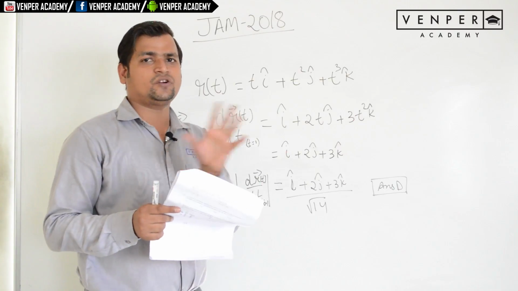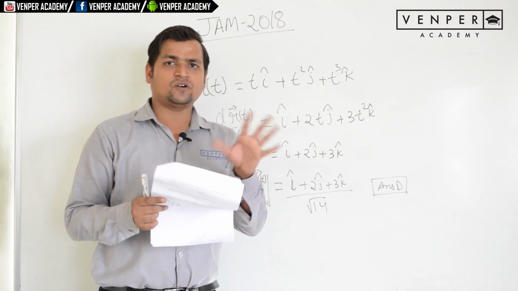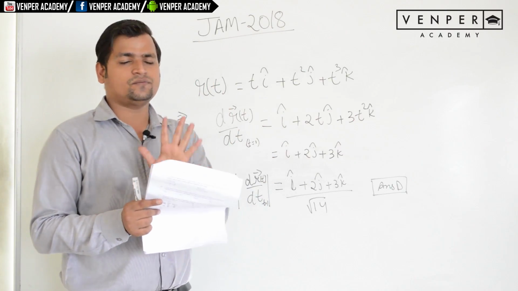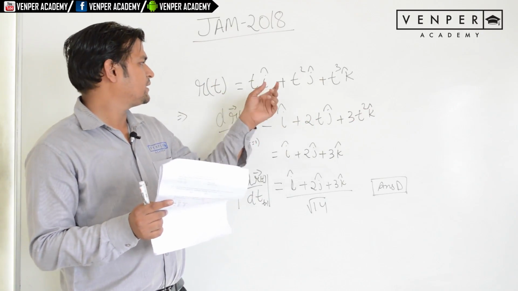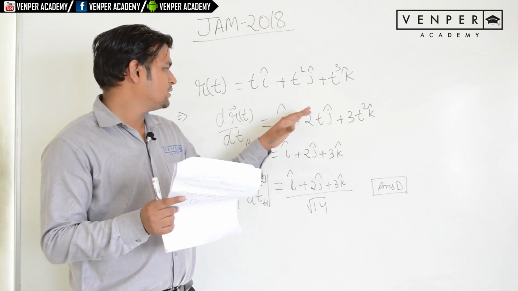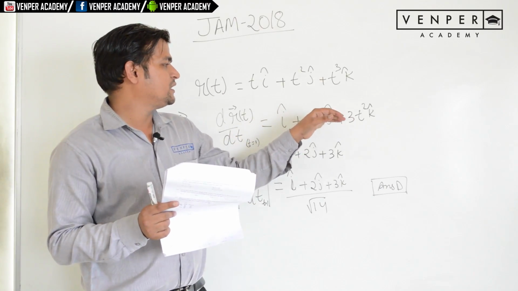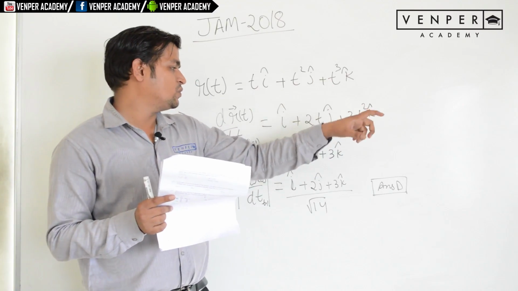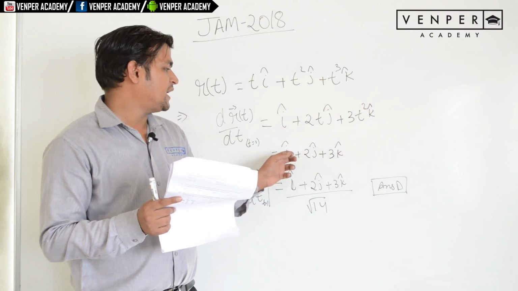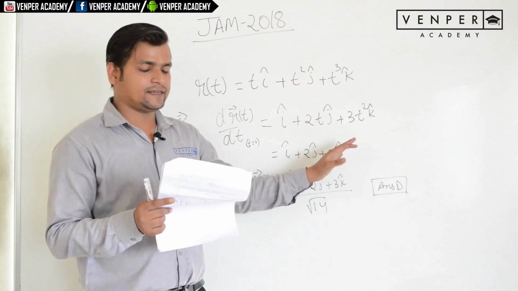So simply for the slope of a tangent, or to find the vector along the tangent, what do you have to do? First differentiate the given function, you will get i cap plus 2t j cap plus 3t square k cap. Then the vector along t equal to 1 is i cap plus 2 j cap plus 3 k cap.